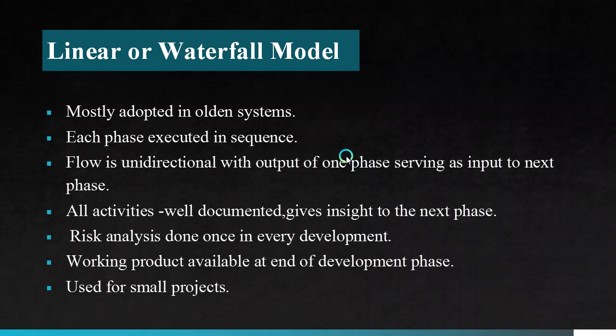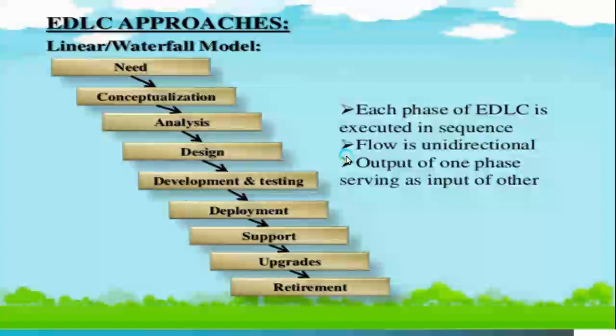The waterfall model was the first process model to be introduced. It is very simple and easy to understand and use. Flow is unidirectional with output of one phase serving as input to the next phase. Flow is unidirectional in the sense these are the phases in the waterfall model. So after the need is analyzed, then the conceptualization phase, then analysis, it is carried out in an order. If after the analysis any needs are specified, it does not go back to the need phase. That is, in only one direction the process is carried out.